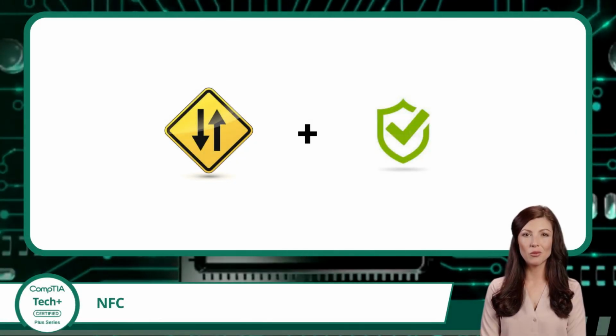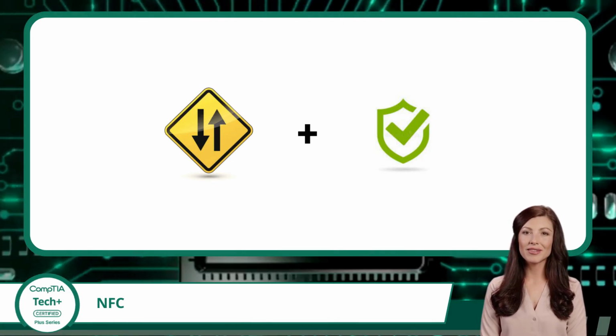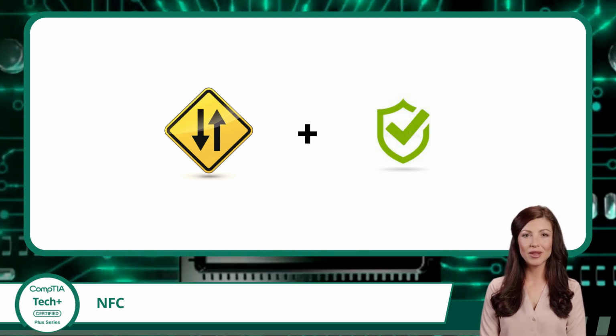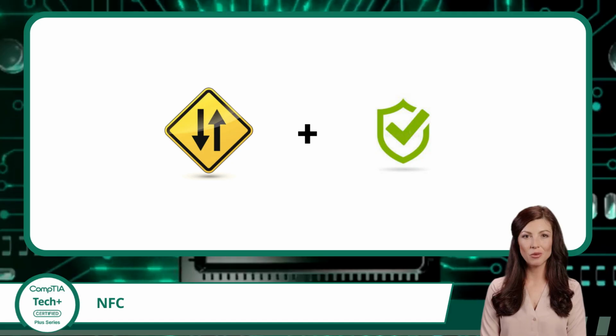NFC creates a one-to-one connection that supports bidirectional communication, meaning both devices can send and receive data. This allows for real-time interaction, where each device not only sends information but also receives a response immediately. This two-way exchange is what makes NFC useful for more than just simple transfers. It enables fast, seamless transactions and confirmations.